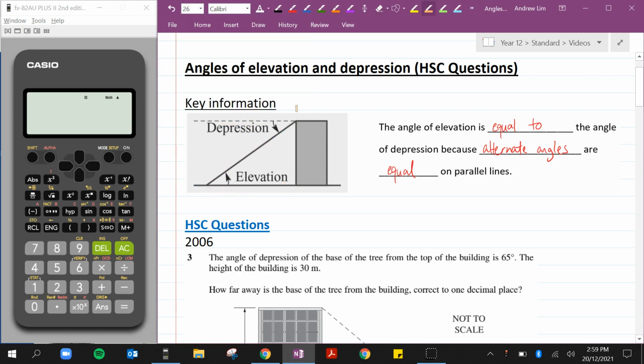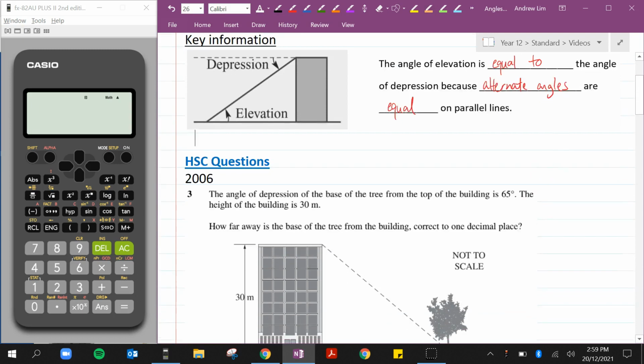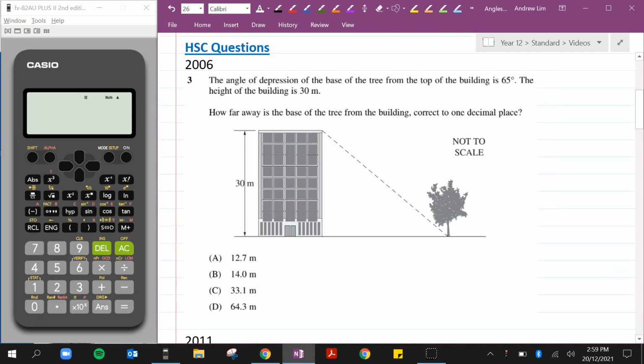Alright, now that we've got that out of the way, let's have a look at some HSC questions. This one is question 3 from the 2006 paper. The angle of depression of the base of the tree from the top of the building is 65 degrees. So let's put that in first. We know that it says the angle of depression, which is depressed because it's not part of the triangle. So it's quite sad. Here's my 65 degrees, and therefore the angle of elevation is also 65 degrees.